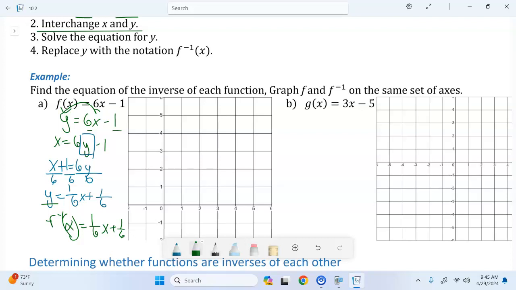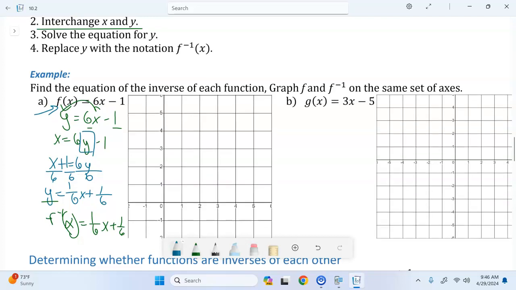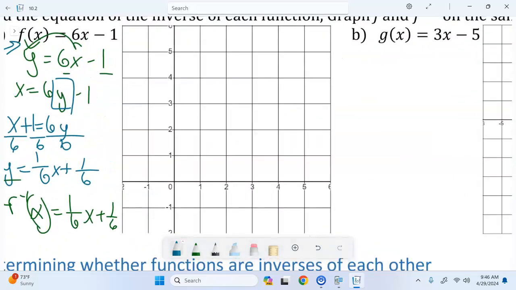There's a very special relationship between functions and their inverses when we look at them graphically. So let's start with graphing f of x. Okay? Let's see if you guys remember how to graph a linear equation. Where should I start graphing the line y equals 6x minus 1? Where should we start?